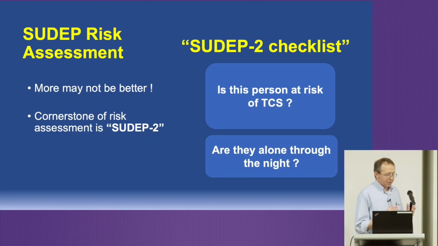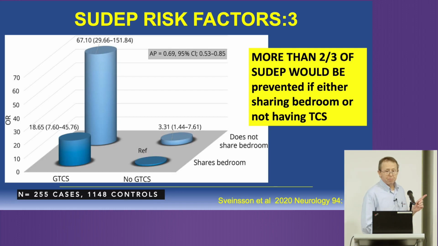So coming back to risk assessment, just to drill down to the bottom line, I'm not sure more risks is actually helpful. And when you really look at the data, the 2 things I now look at, and I didn't used to do this, is the patient having tonic-clonic seizures? And do they sleep alone? If that happens, I'm worried. Why am I worried? Because according to the Swedish data, that's got a 67 times odds ratio, so 67 times greater chance of dying of SUDEP.